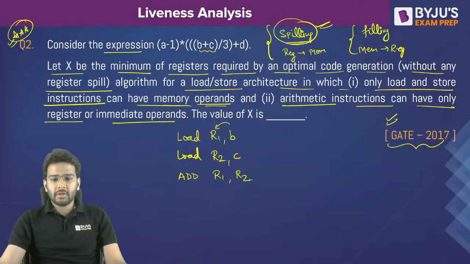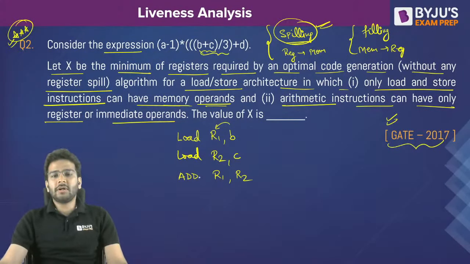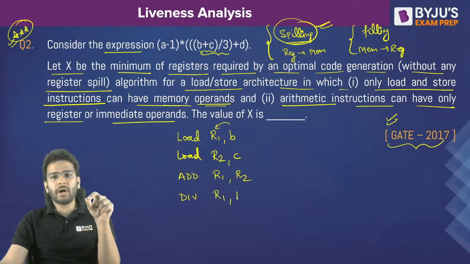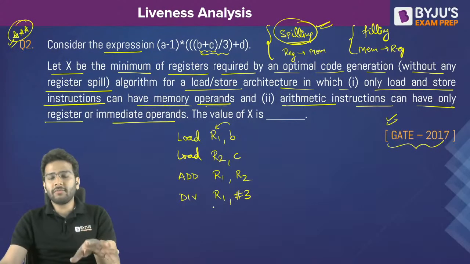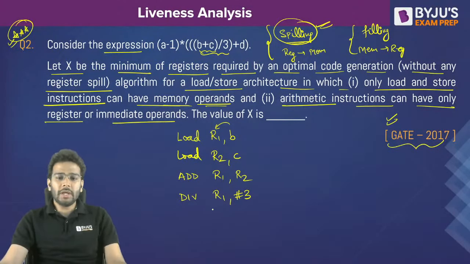Okay, clear? Now we need to perform the division operation. So we can have the division operation here. We have the B plus C value in R1. So R1 comma, we can have the immediate operand. To represent an immediate operand, we use a hash here. So hash 3 represents the constant, or you can say the immediate operand, and we are performing the division operation. The result of that division operation we are storing back to R1. Clear?